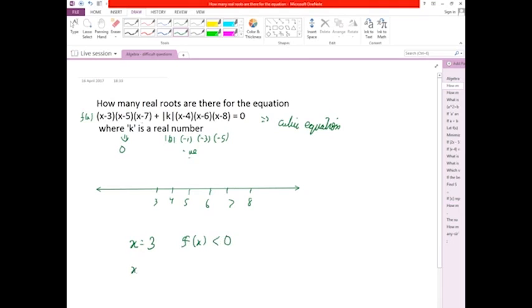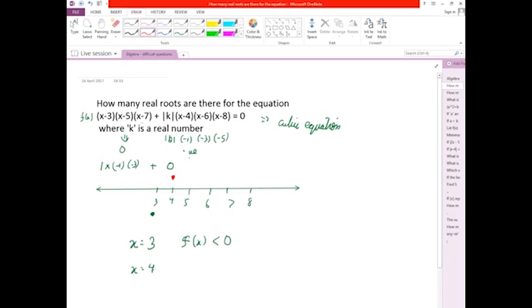What happens at x is equal to 4? At x is equal to 3, the function would have been somewhere below the number line, in a negative region. What happened at x is equal to 4? At x is equal to 4, the first expression is (4 minus 3), 1, into (4 minus 5), minus 1, into (4 minus 7), minus 3. So this is a positive expression, and the second part will be 0. So overall, the function is positive at x is equal to 4. So it's in the positive territory.